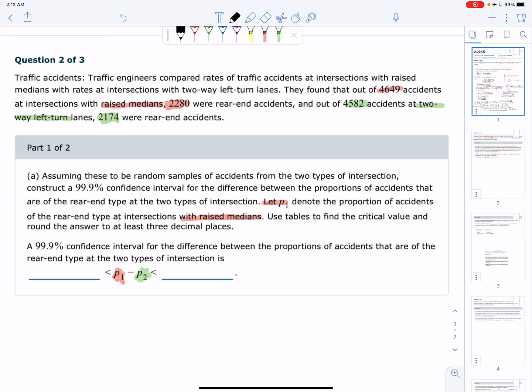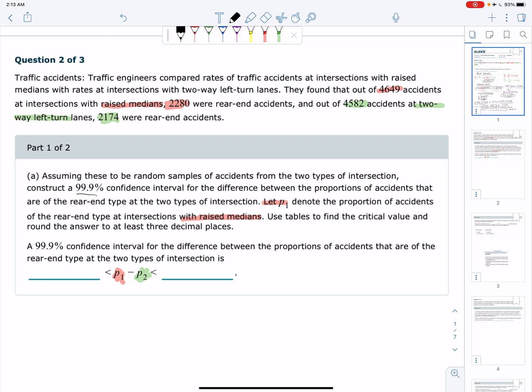Okay, let's get down here. It says part A. Assuming these two are random samples of accidents from the two types of intersections, construct a 99% confidence interval for the difference between the proportions of accidents that are of the rear-end type at the two types of intersections. Okay, so we let P sub 1 denote the proportion of accidents of the rear-end type at intersections with raised medians.